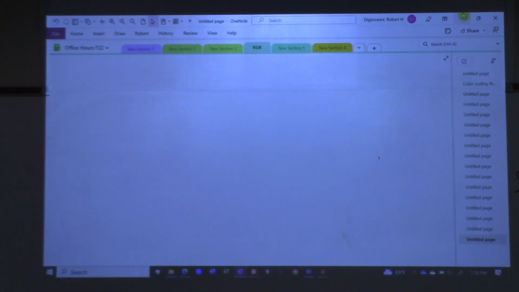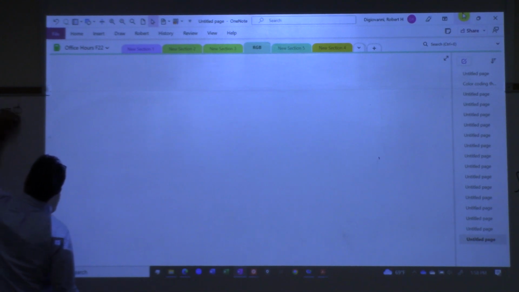What are the conversions? Rho for x: rho cosine theta sine phi. Okay, and then what's the conversion for y? Rho sine theta sine phi. And the conversion for z is rho cosine phi.